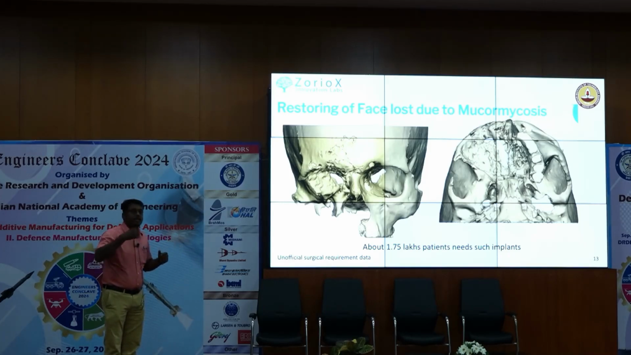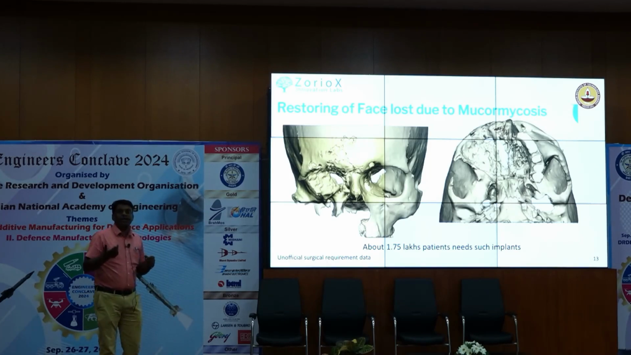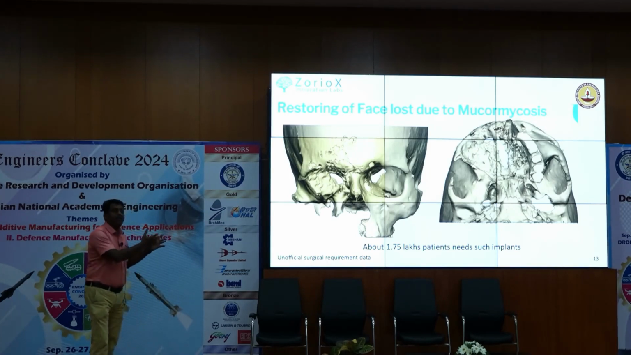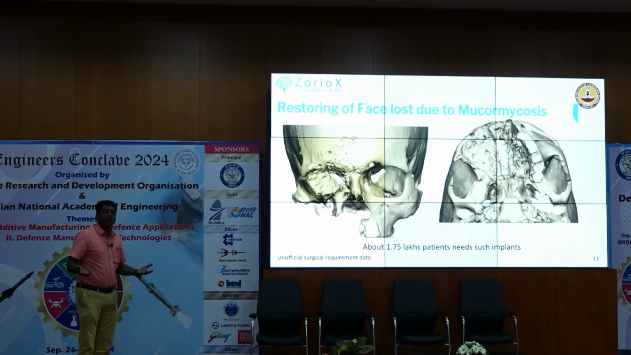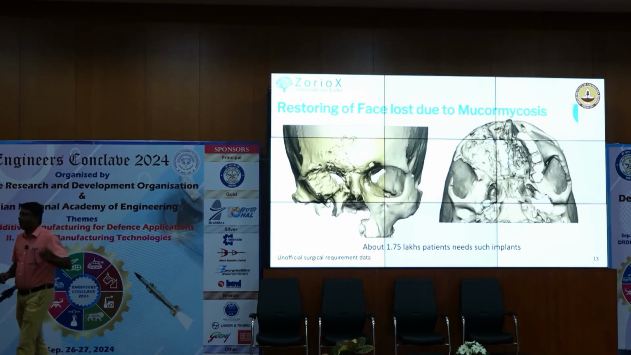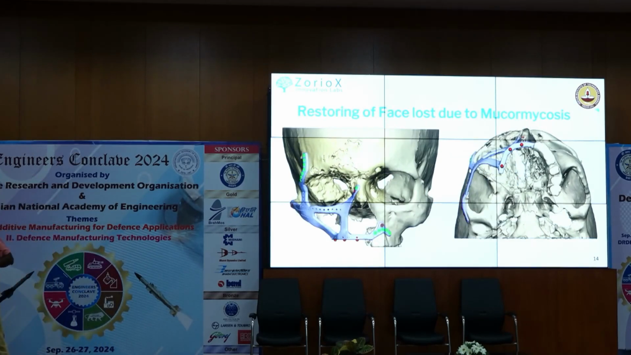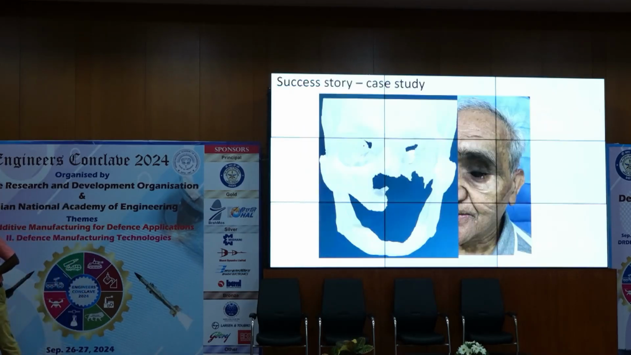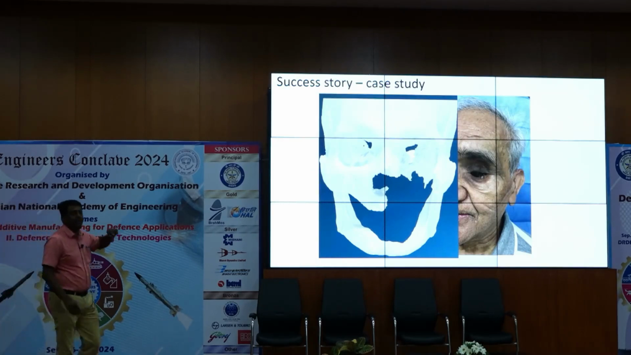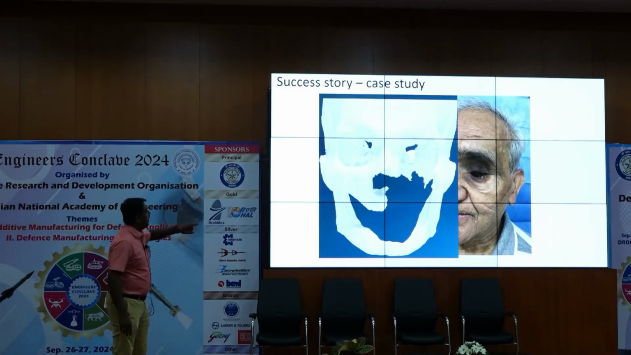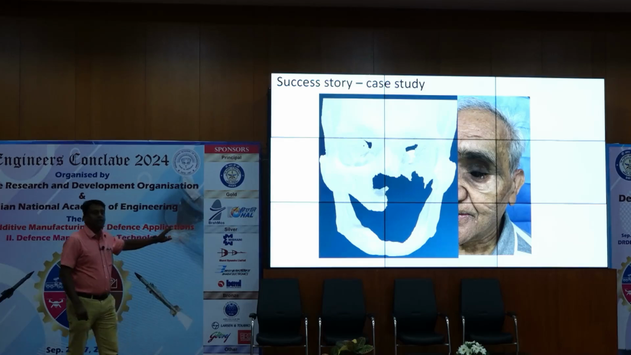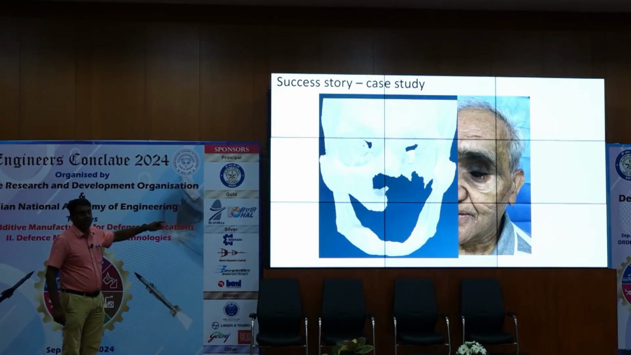And these implants are extremely specific. Each implant is unique. So the best way to produce those implants is by designing specifically for the patient and then using additive manufacturing to print the implant. In this case, you see that they actually implanted what you designed and printed. Quickly, I'll just run through one case study because I'm running out of time. This patient is actually from Hyderabad. This gentleman went through hell due to the black fungus infection.